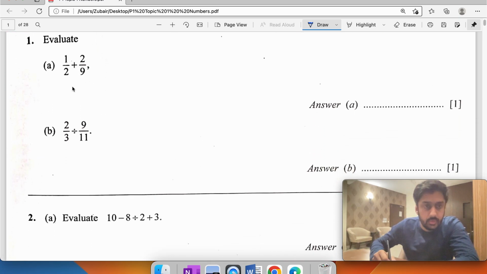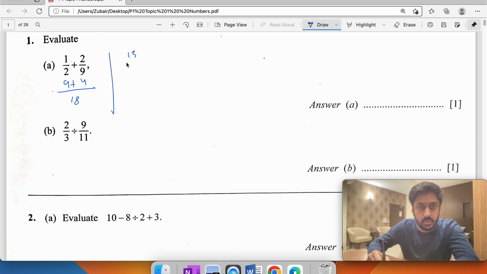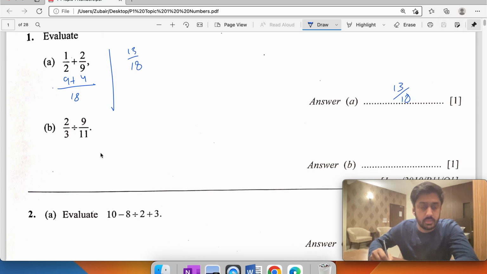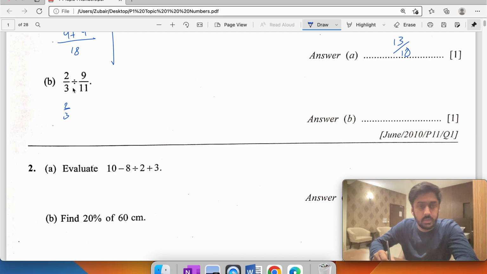Simple question, evaluate, take the LCM. LCM of 9 and 2 is 18. 18 by 2 is 9, 1 times 9; 18 by 9 is 2, 2 times 2 is 4; 9 and 4 is 13 by 18. So this is your answer. Then 2 by 3, change the sign into multiplication. This becomes 9 by 11, and we do not have anything which cuts. So 2 into 11 is 22, 9 3 times is 27. So that's your answer.